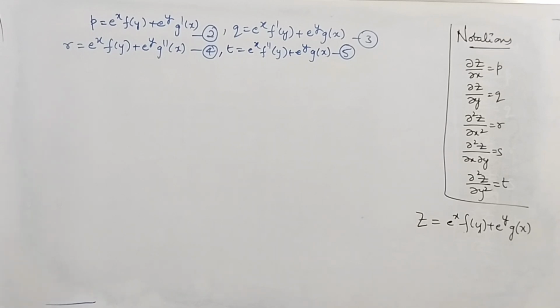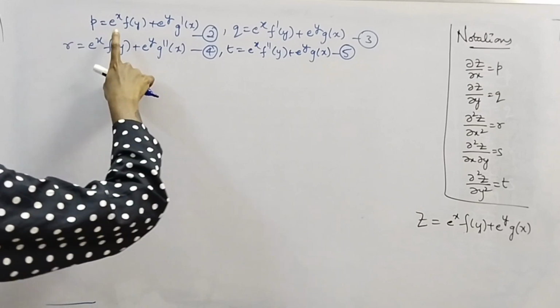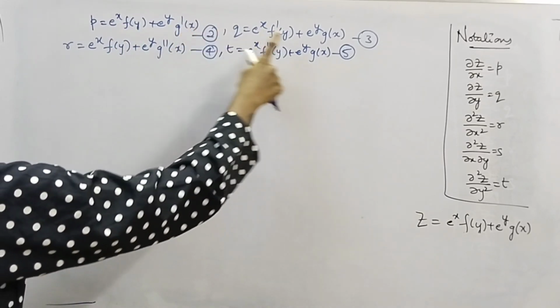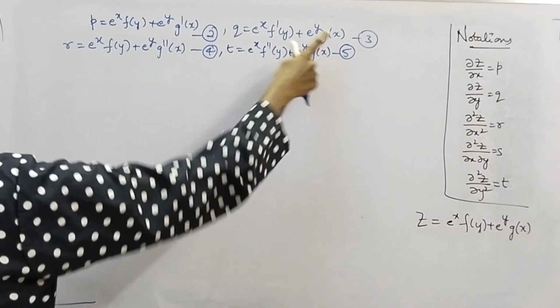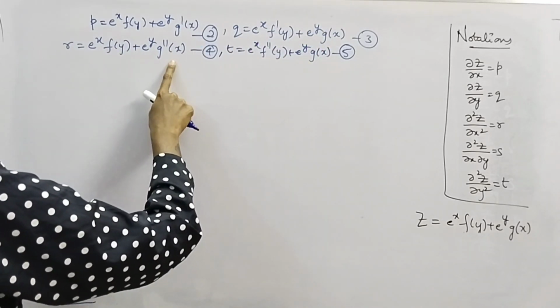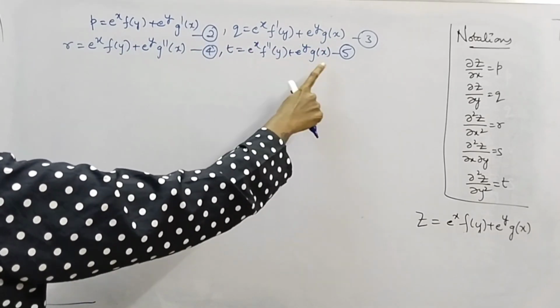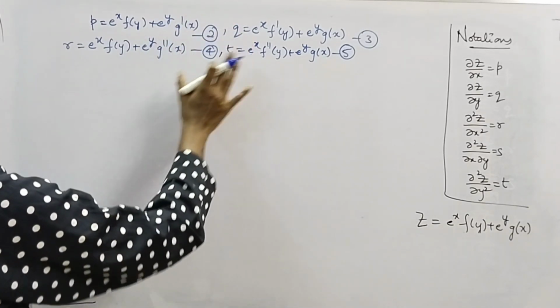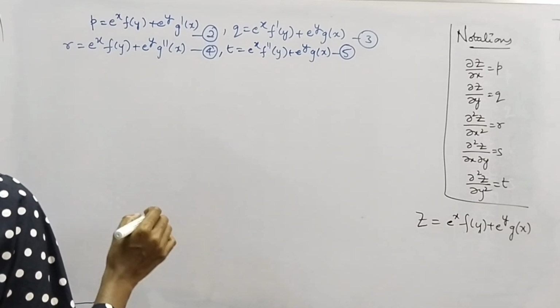Now we need to find the partial differential equation, right? Observe equations 2, 3, 4 and 5. In equation 2 we have f(y) and g'(x), and here you have f'(y), g(x), f(y), g'', f'' and g, right? I think it's not possible to find the partial differential equation using these 4, so I'll find s also here.